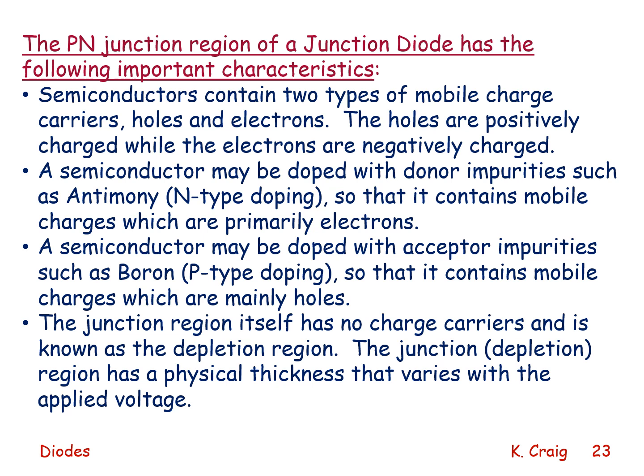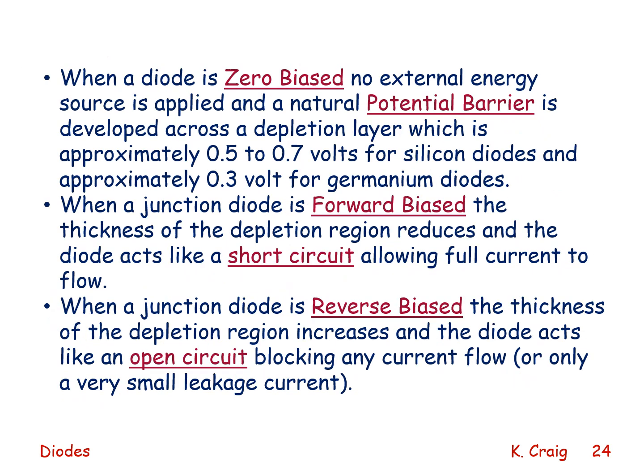The junction, which is the depletion region, has a physical thickness that varies with the applied voltage. When a diode is zero biased, no external energy source is applied, and a natural potential barrier is developed across a depletion layer, which is approximately 0.5 to 0.7 volts for silicon diodes and approximately 0.3 volts for germanium diodes.